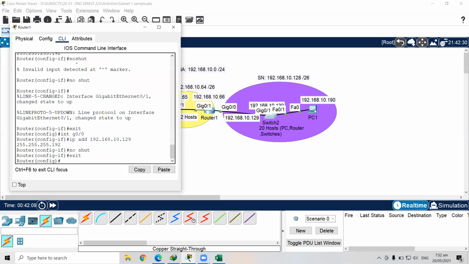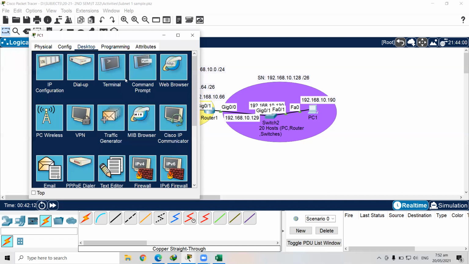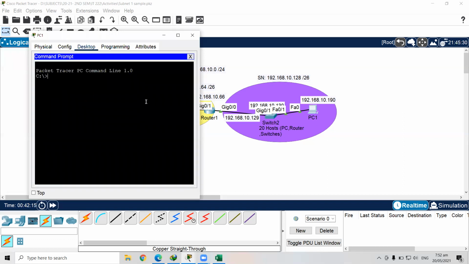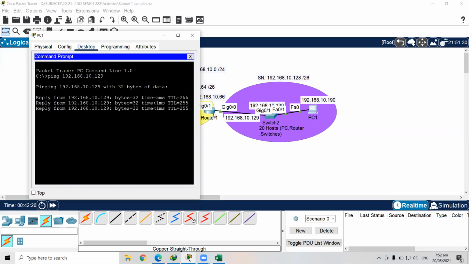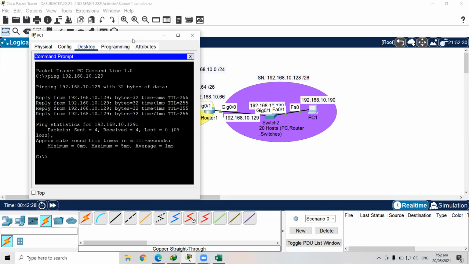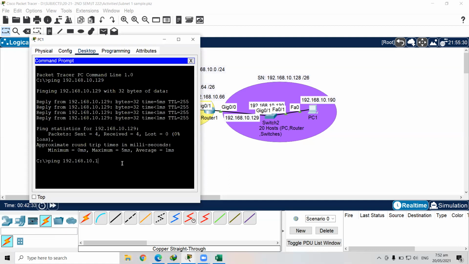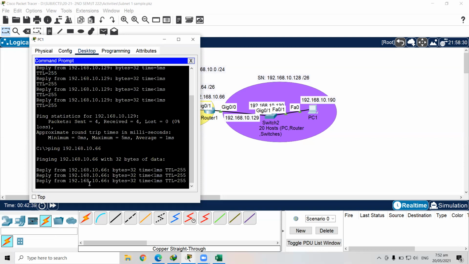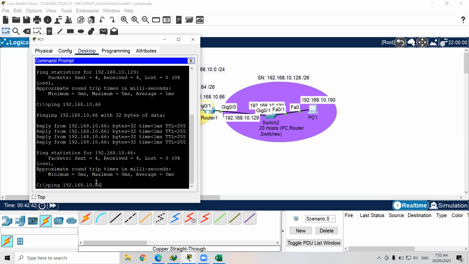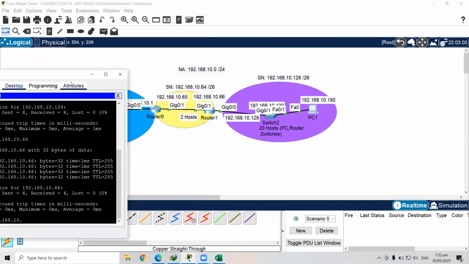Exit. Okay, try to ping now. I-ping ko yung router ko. Dito ako na part, PC1. Ping ko siya. Ping 192.168.10.129. So, nag-reply. Now, ping ko naman yung kabila, si 10.65, kabilang router. 66 muna. 66. So, nag-reply kasi same router lang naman sila. Next will be ping ko si 65.